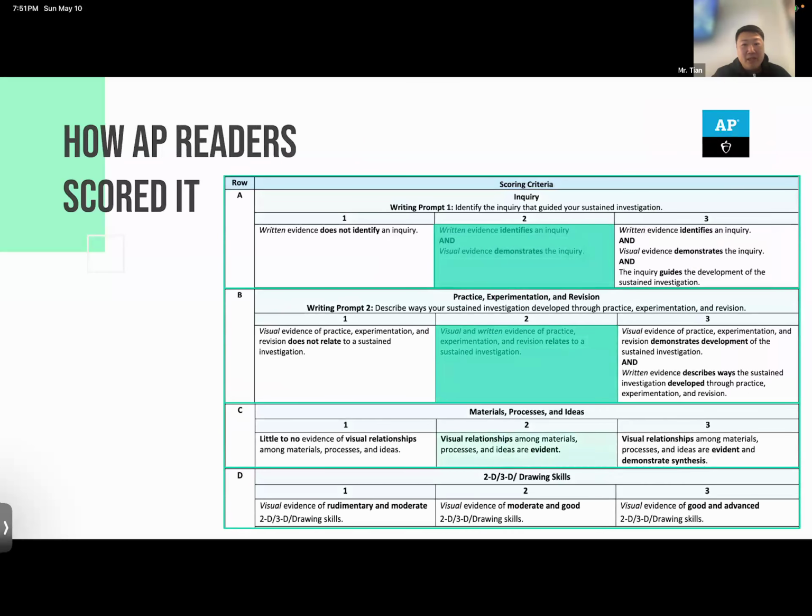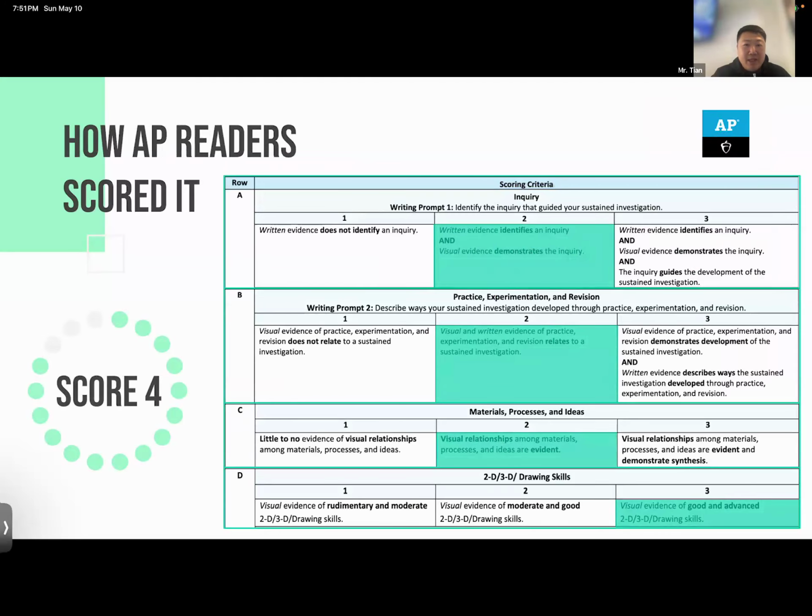Now let's compare this portfolio to the official rubric as well. As you can see on this page, row A, row B, and row C mostly stay around the level 2 range. That means this inquiry is not fully sustained, the experimentation is quite limited, and the connection between the artworks is not completely convincing. Only row D, which is focused on technical drawing skill, reaches a very high level.